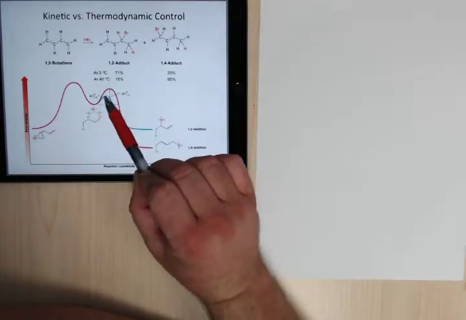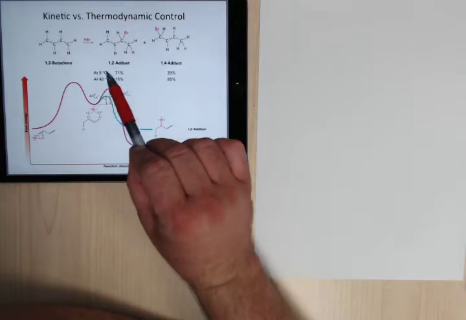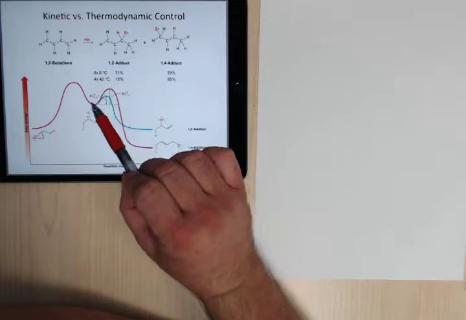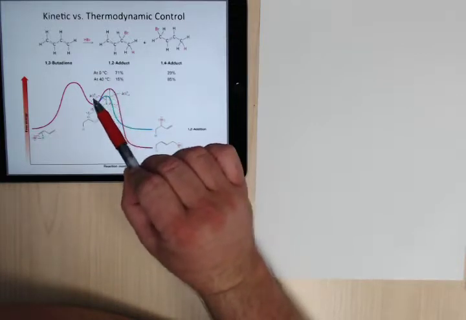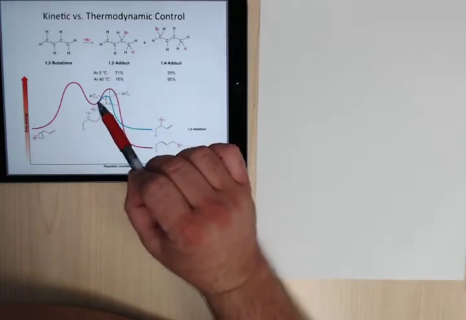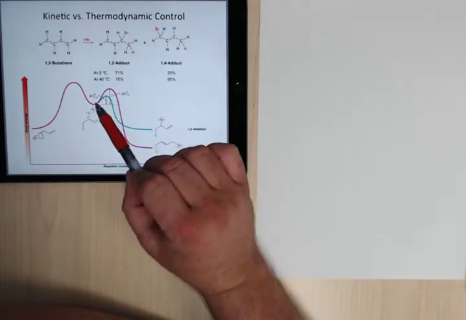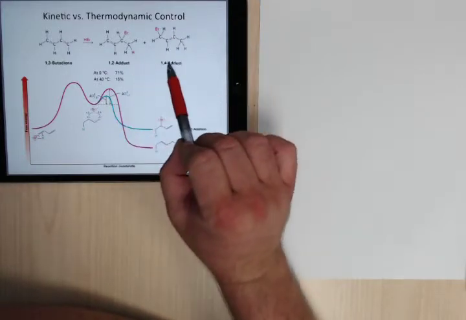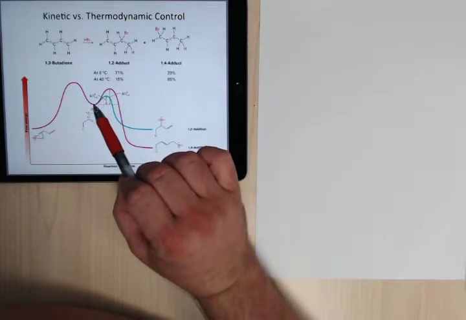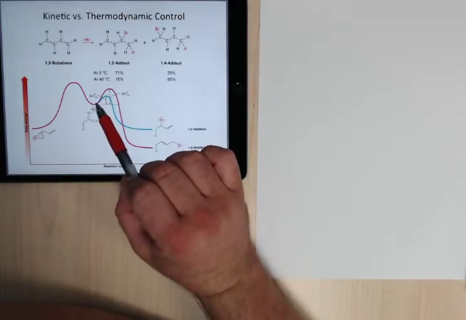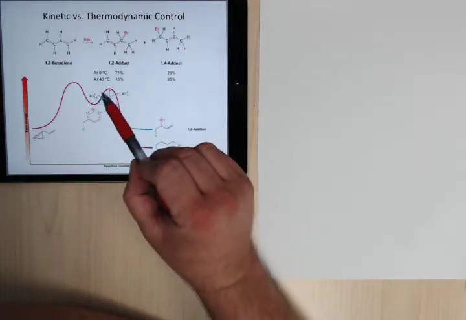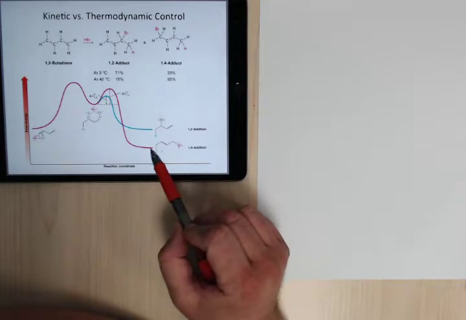And so what's happening is, when it's cold, running this at 0 degrees C, we don't have enough energy to go over this activation barrier. But it's still at a pretty high energy, so it's going to take what it can get. It's going to at least go over the little hump and get here. For the 1,4 adduct, what we need to do is give it more energy. How do we do that? We heat it up. And so what it really wants to do is go over this larger hump so it can get the lower energy.